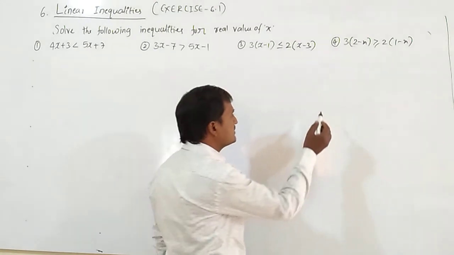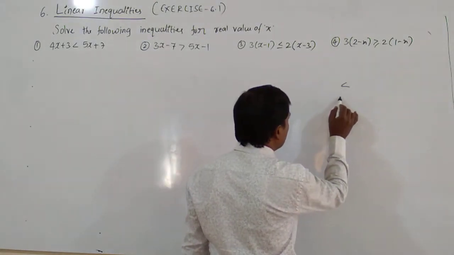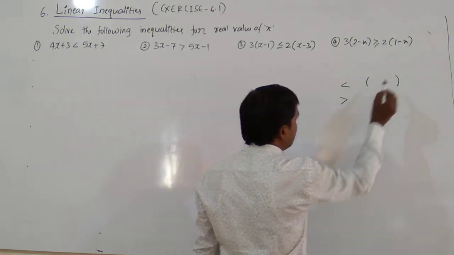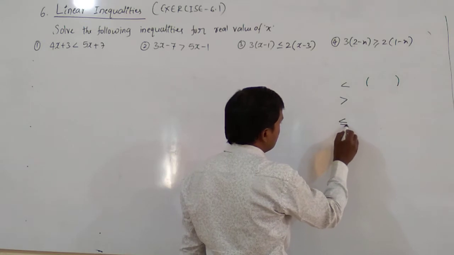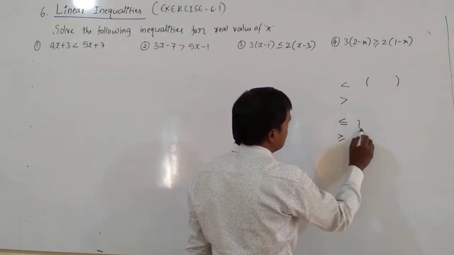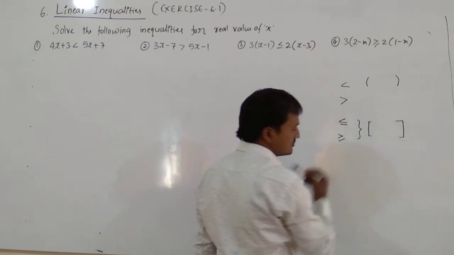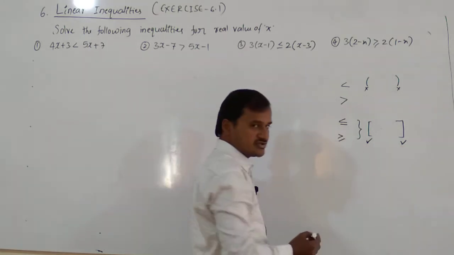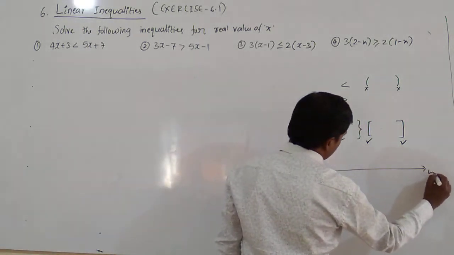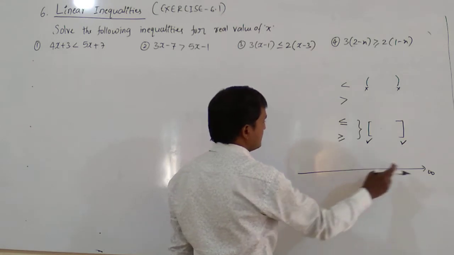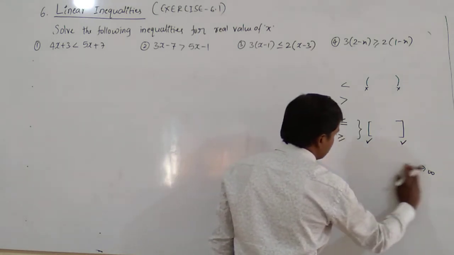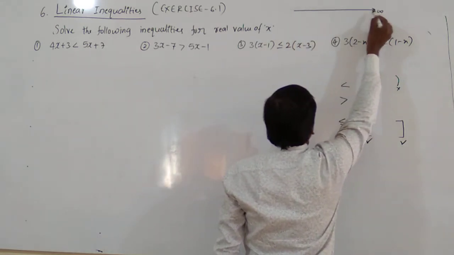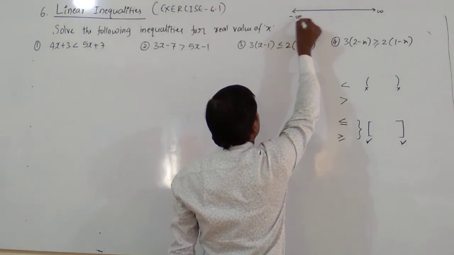You already know that if less than or more than is there, then you should write the open interval. If less than or equal to, more than or equal to is there, then you should use the closed interval. Here the endpoints are not considered, and here the endpoints are considered. And on the number line, here it is plus infinity and here it is minus infinity.